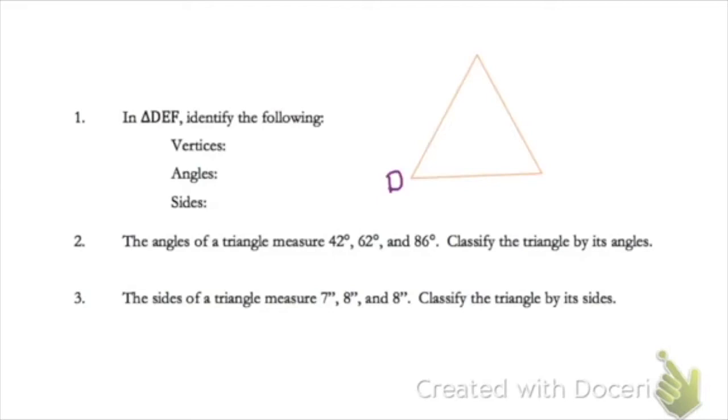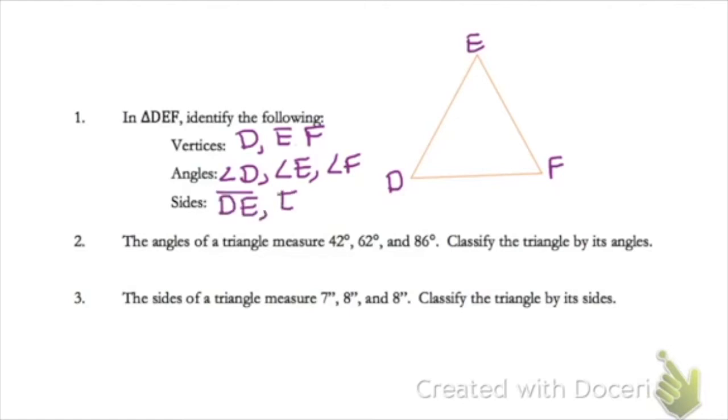Remember, when you're sketching and labeling the triangle, you start with one vertex and then you go around clockwise, labeling the other ones. So the vertices, think of them as the corners, are point D, point E, and point F. The angles are angle D, angle E, and angle F. And the sides are line segment DE, line segment EF, and line segment FD.